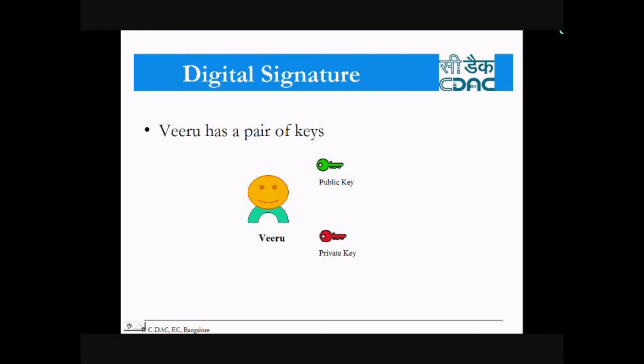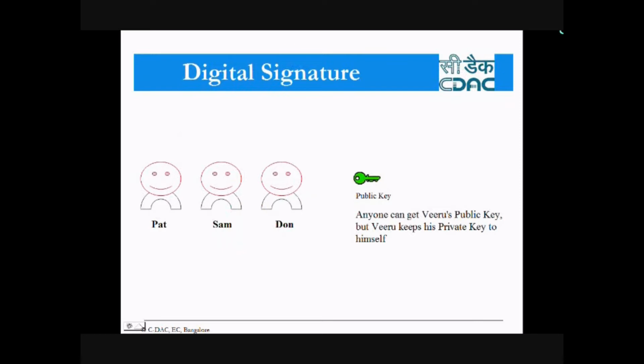Not only his friends, he can distribute it to anybody else in this world. Now, this public key is with Pat, Sam and Don. Let us say these three people have Viru's public key.